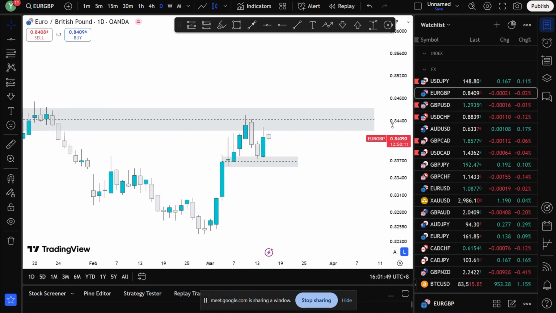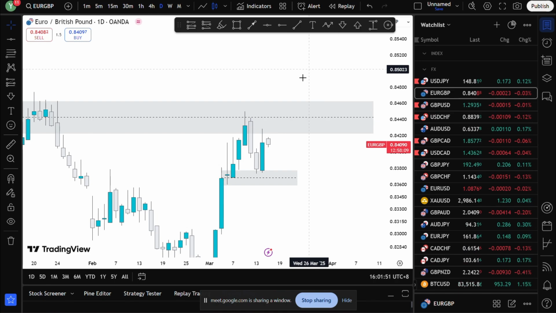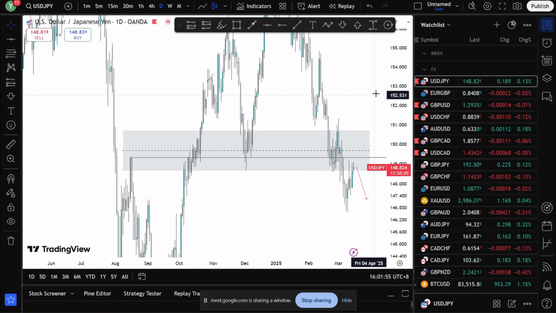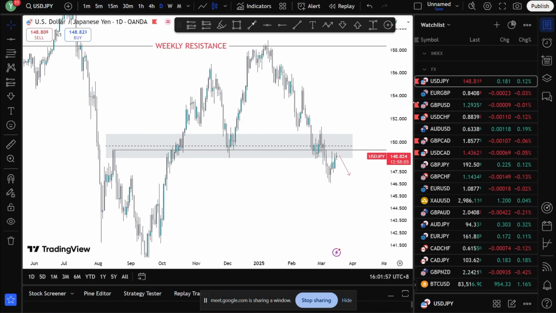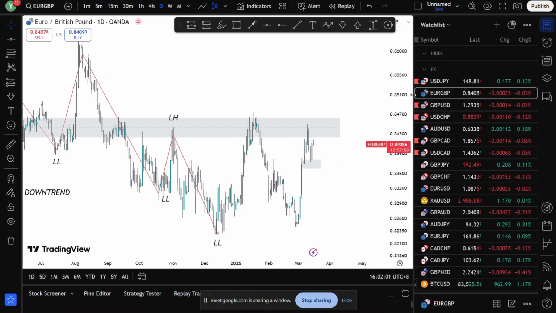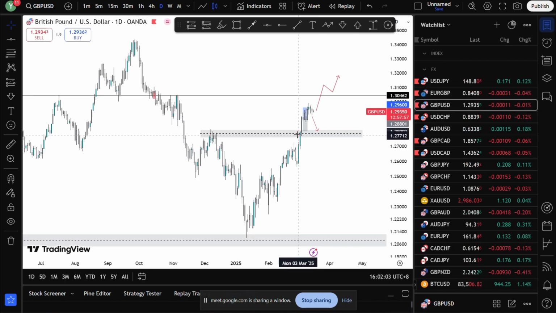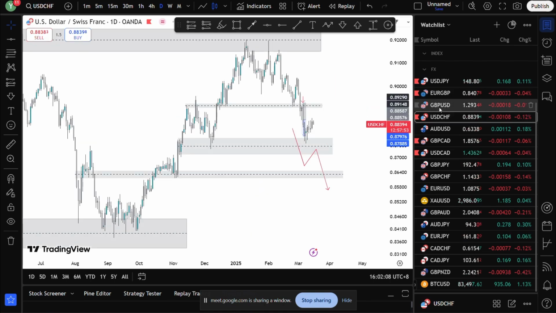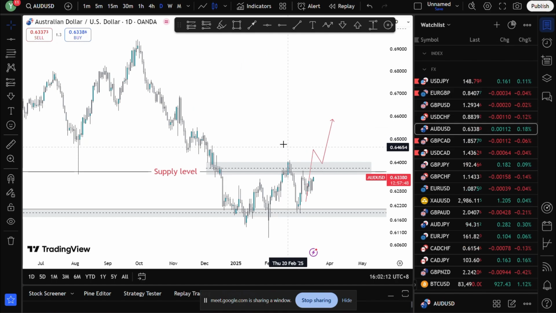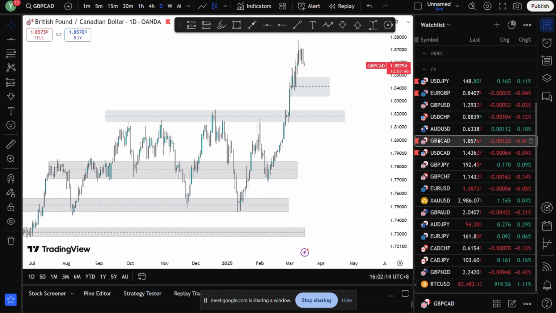The price is still reacting to some zone over here. I mean, there are a few pairs I will take into consideration, like USD JPY. The ones that I put a star on are the ones that I would consider. EUR GBP, I will put a star here. GBP USD, nothing else yet, so we will just wait. USD CHF, nothing yet. And for AUD USD, still nothing. And then for GBP CAD, okay, I'll just consider it and put it over here.